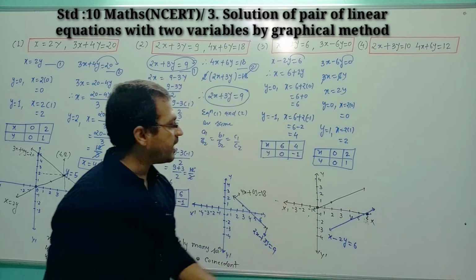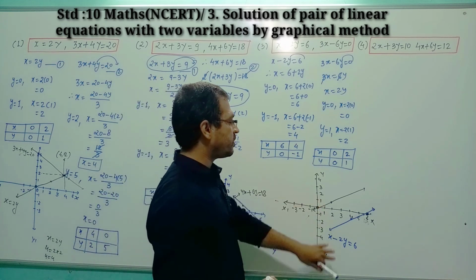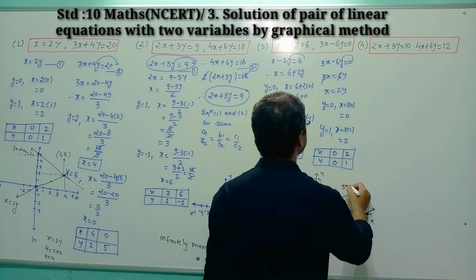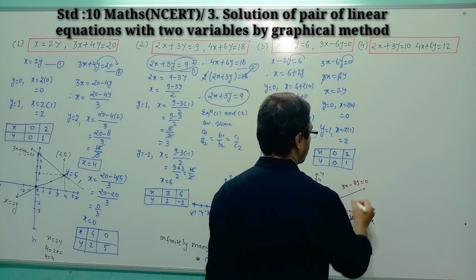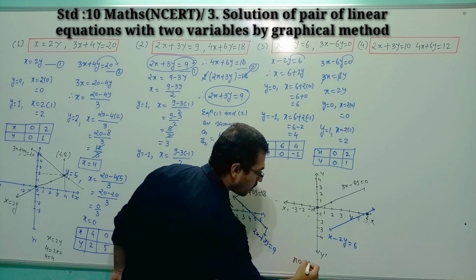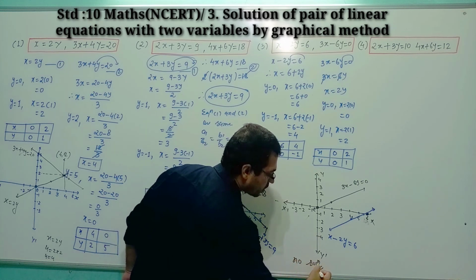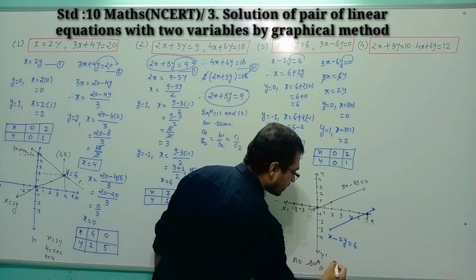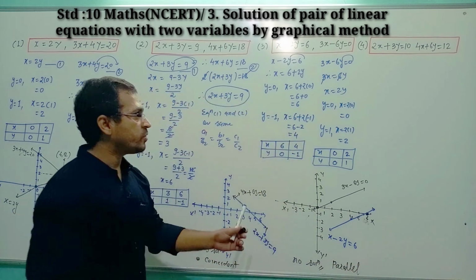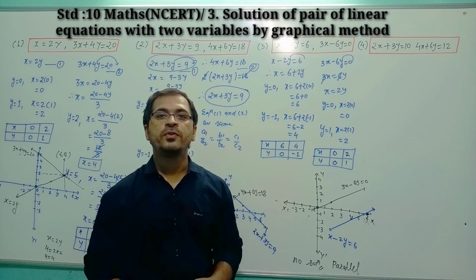So students, you can see that this pair of linear equations is parallel. So this is 3x minus 6y is equal to 0. So no solution, because these lines are parallel. Okay, students. Now to the final question of today's video lesson.